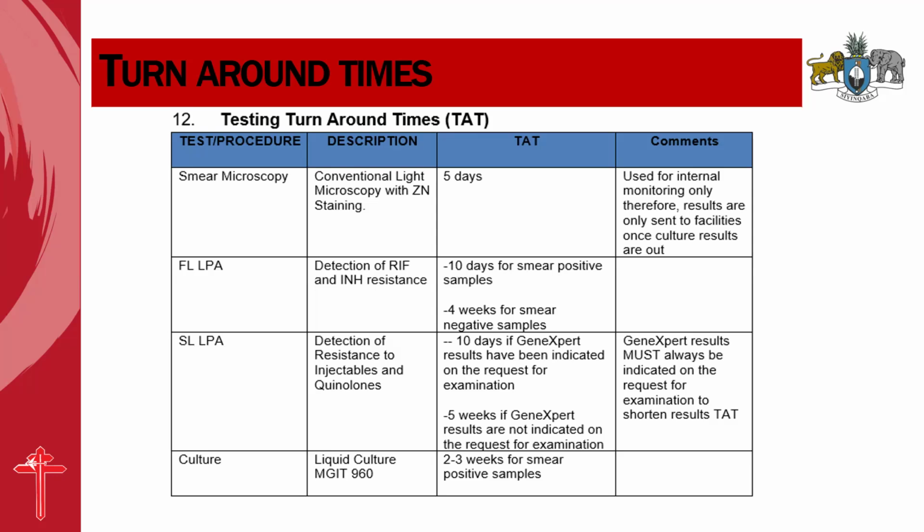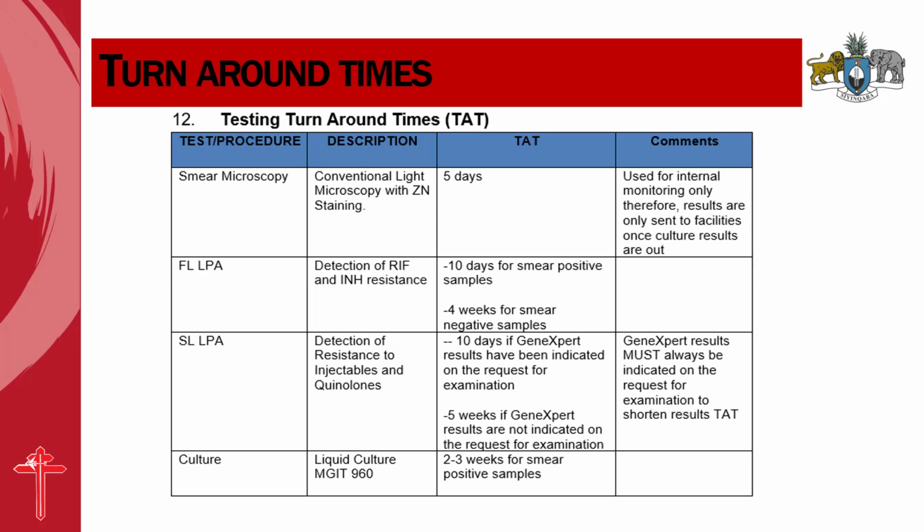Then we have the second-line LPA, which is for detection of resistance to injectables and fluoroquinolones. It's 10 days if GeneXpert results have been indicated on the examination request. Like I've stated, if you include the GeneXpert results in the examination request, it is going to shorten the turnaround time. So it's important to always include the GeneXpert result for the NTRL.